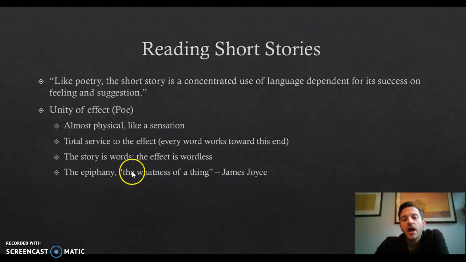Okay. Poe also put forth this idea: total service to the effect. So everything in the story works towards this effect. The effect, as a definition in short fiction, relates to the purpose, that rhetorical purpose. Most often, this is an emotional response in the reader. You want the reader to feel something, to believe something.